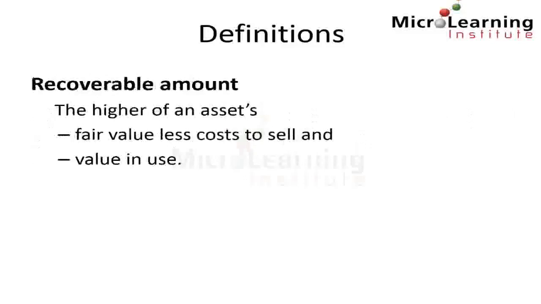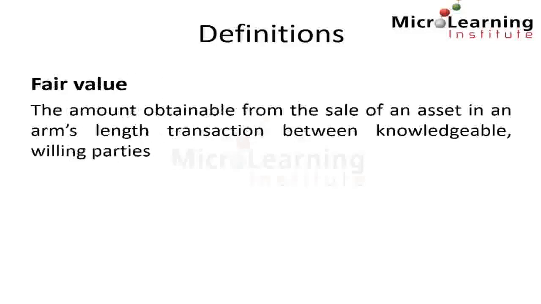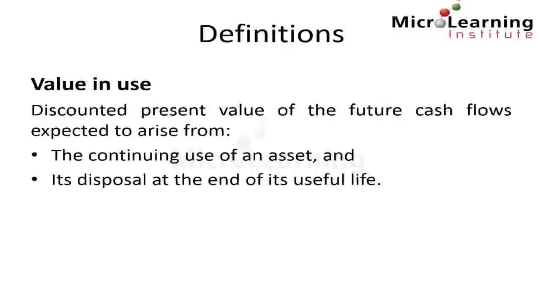IAS 36 defines the recoverable amount of an asset as the higher of an asset's fair value less cost to sell and its value in use. That fair value of an asset is the amount obtainable from the sale of an asset in an arm's length transaction between knowledgeable, willing parties. The value in use of an asset is the discounted present value of the future cash flows expected to arise from 1. The continuing use of the asset, and 2. Its disposal at the end of its useful life.